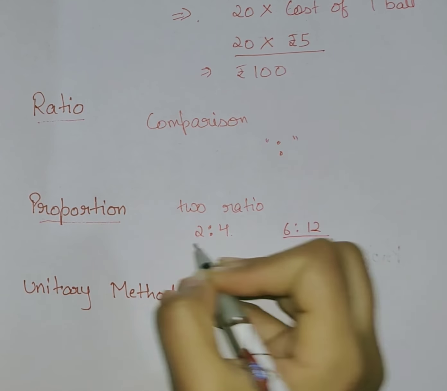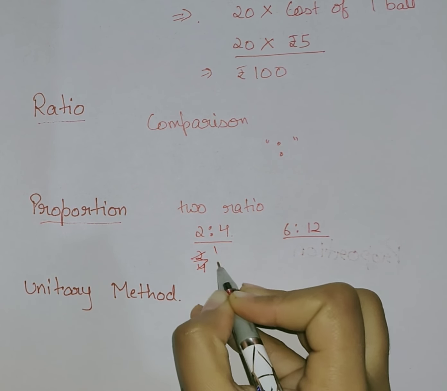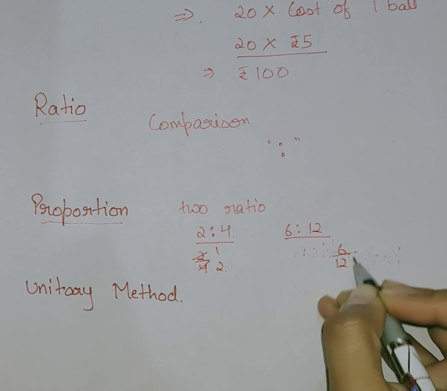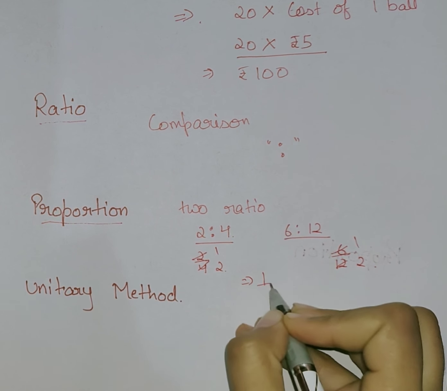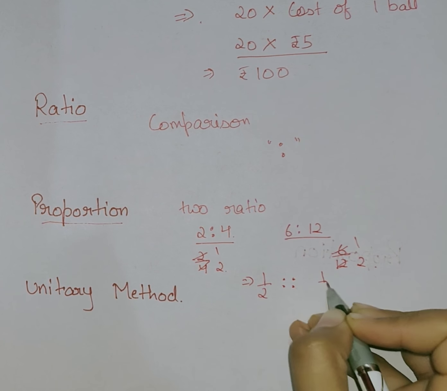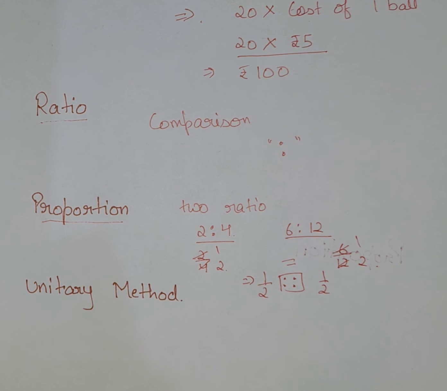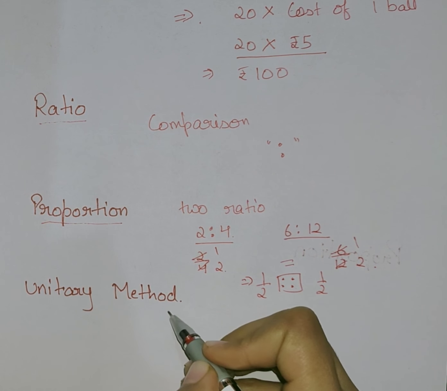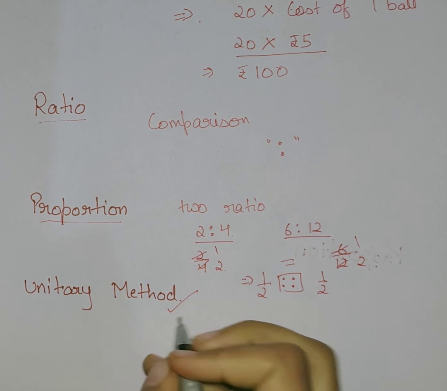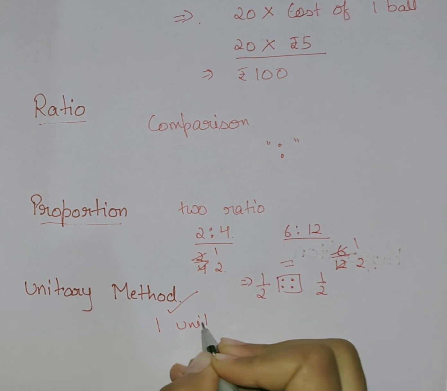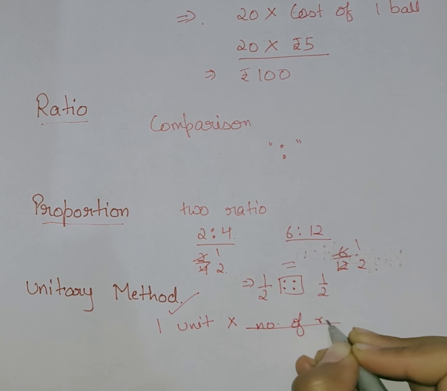6:12. So when you simplify these ratios, you will get 2 upon 4, 2 ones are 2, 2 twos are 4, and 6 upon 12 is 6 ones are 6, 6 twos are 12. So on simplifying these ratios, we get 1 upon 2 proportion to 1 upon 2, or you can put the sign of equal also, as proportion means equal. Now last what we studied was the unitary method. What is the unitary method? In the unitary method, first we find out the cost of 1 unit and after that we multiply with the number of required units.